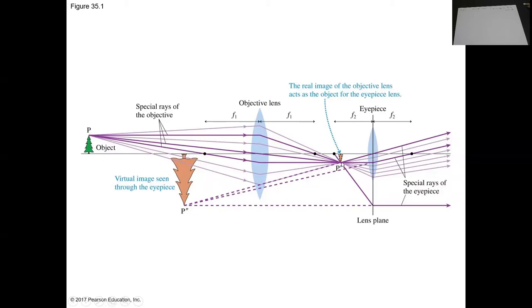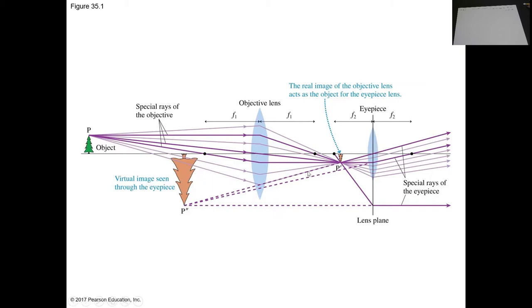It really doesn't matter whether these rays diverged because they originally converged after refracting through this lens, or whether they were diverging from an actual object. That makes no difference to this second lens, and that means it makes no difference to the person's eyeball over here. Okay, so you can then draw a new set of principal rays emanating from this image. This is now the object for the second lens. And that will show that the image formed by the second lens is way the heck over here. And that's a virtual image.